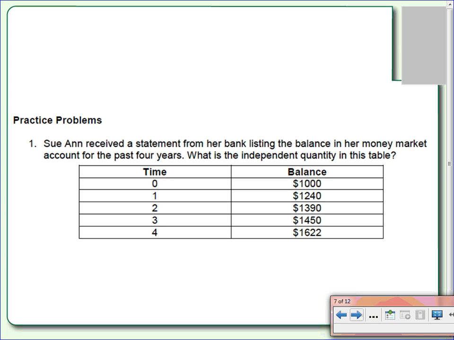Number 1 says that Sue Ann received a statement from her bank listing the balance in her money market account for the past 4 years. What they're asking us for is, what is the independent quantity? So what I want you to do is circle the word independent, because that's the important word here for us. Independent. So, that's what I'm looking for. What is the independent? I'm going to write that down here.